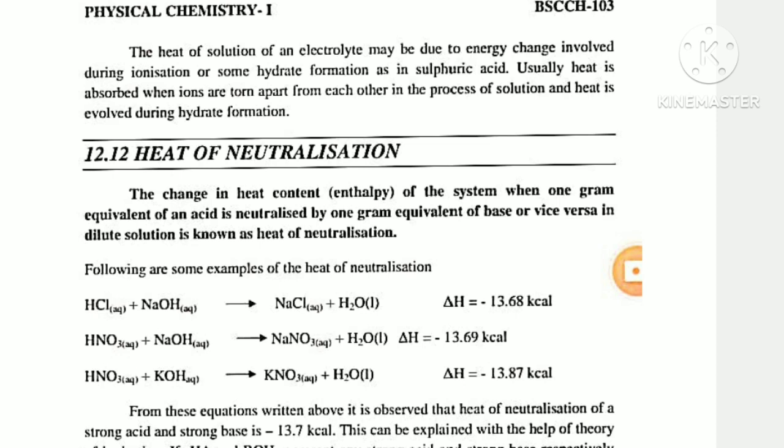Heat of neutralization. The change in heat content (enthalpy) of the system when 1 gram equivalent of an acid is neutralized by 1 gram equivalent of base, or vice versa, in dilute solution is known as heat of neutralization. Following are some examples of heat of neutralization. From these equations written above, it is observed that heat of neutralization of a strong acid and strong base is minus 13.7 kilocalorie.